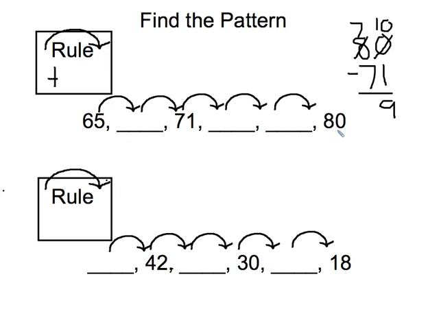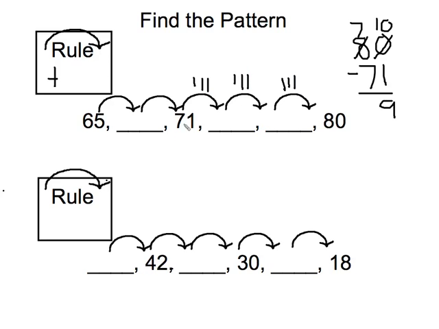Now I want to count the hops, not the lines, the hops. There's 1, 2, 3 hops from the 71 to the 80. That means I'm going to share my difference of 9 over those hops. And it really is just sharing like when you were a kid. 1 for you, 1 for you, 1 for you, on and on until you get up to 9. So 1, 2, 3, 4, 5, 6, 7, 8, 9.